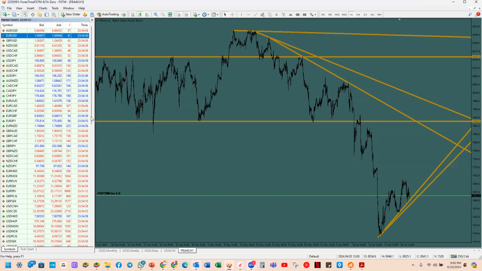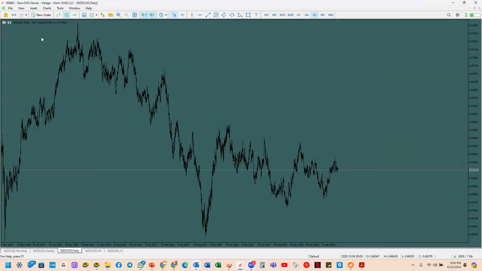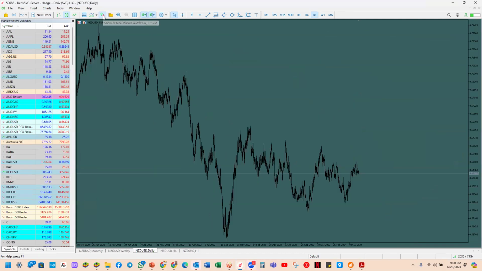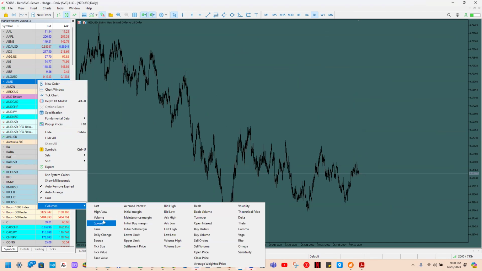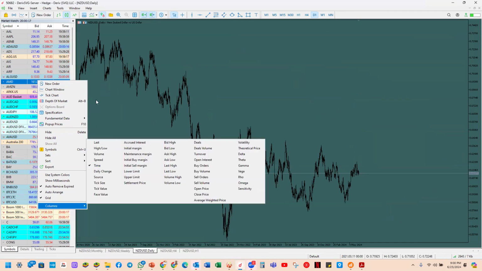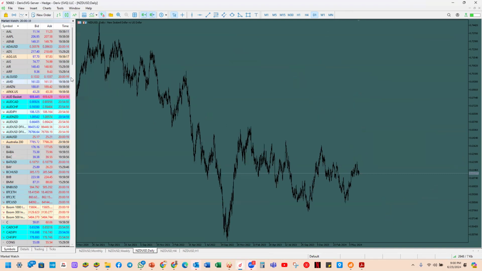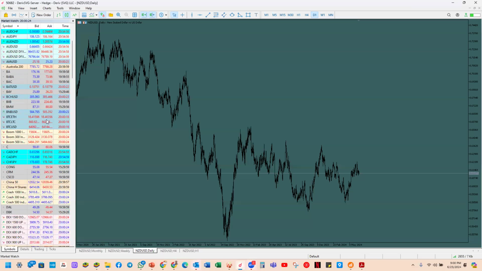Also, I want you to know that this time is not the same for every broker. This broker is Deriv. If I come to the Deriv Market Watch and select the time column, and I click time, are you seeing the difference? It's not the same. Every broker does not open the market at the same time.